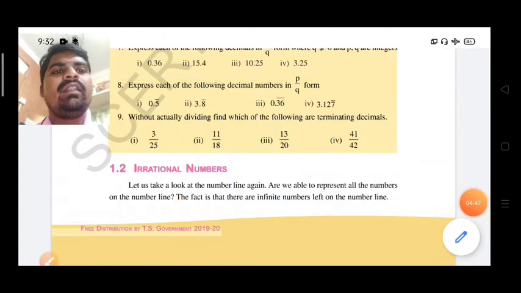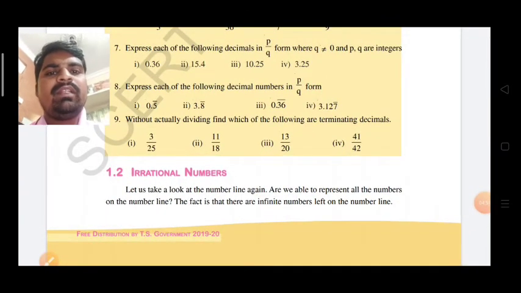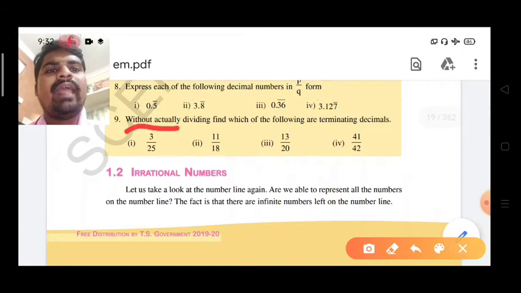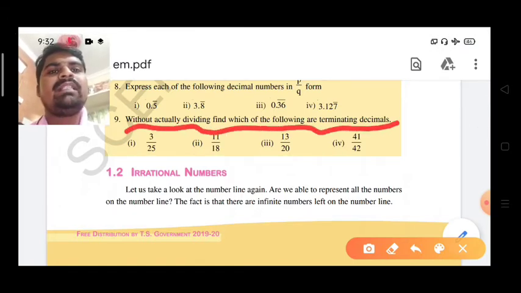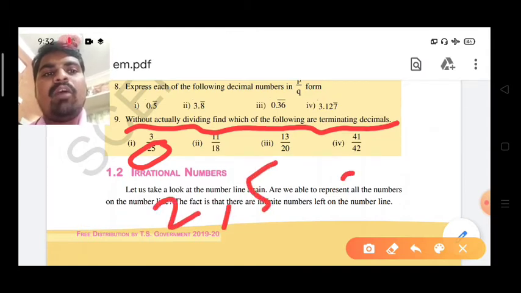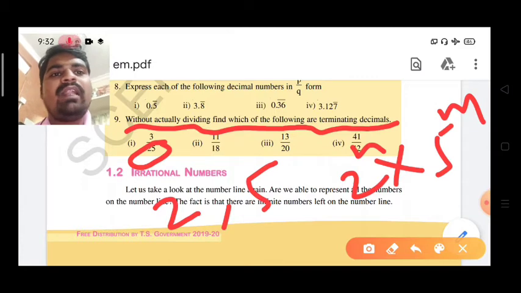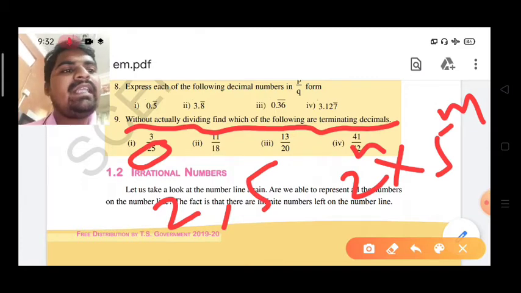Yesterday we already completed up to the 8th bit. Now, the 9th bit: without actual dividing, find which of the following are terminating decimals. You are only asked for terminating decimals. Just concentrate on the denominator and find out the prime factors: only 2, or only 5, or a combination of 2 and 5, then only it is a terminating decimal. Very simple. I already explained some examples. Complete these problems today itself and send.